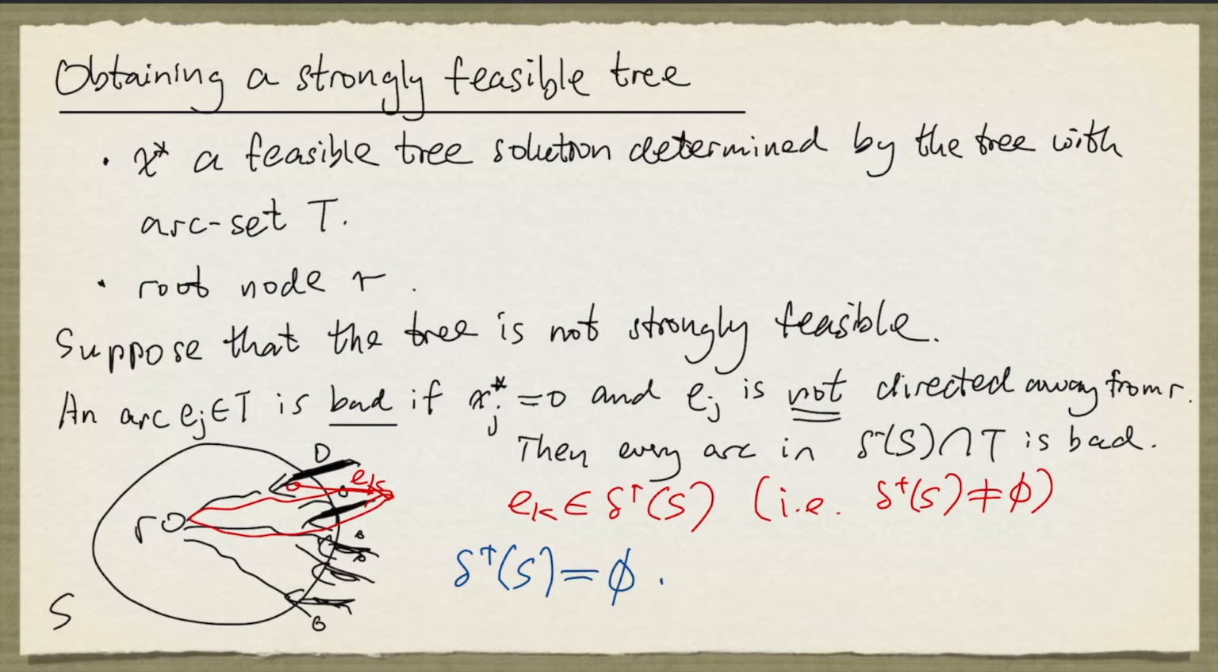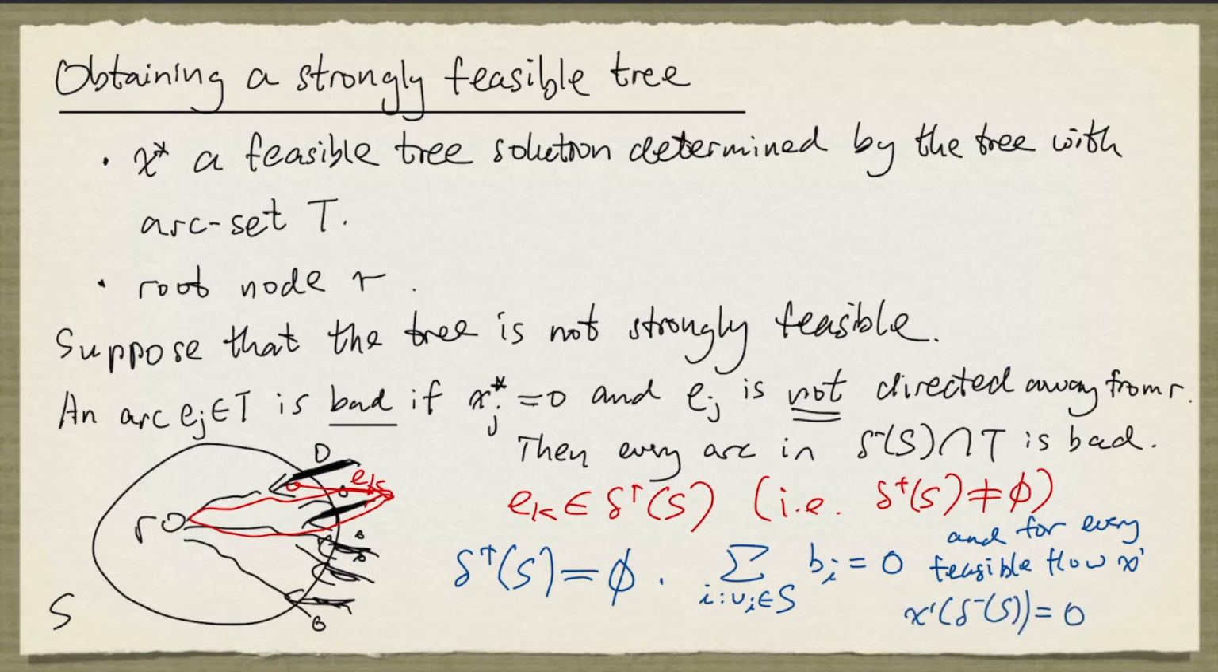In this case, there cannot be any strongly feasible tree, but the network can be decomposed in the following sense. It can be shown that if you add up all the supply values in S, you'll get 0, and for every feasible flow X prime, the sum of the flow values on arcs going to S will be 0. In other words, no arc in delta minus of S can take positive flow value. That means that every arc in delta minus of S is useless.